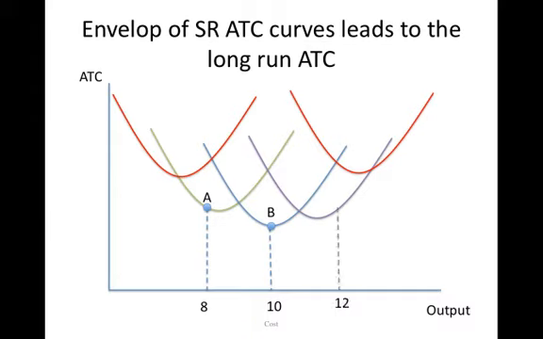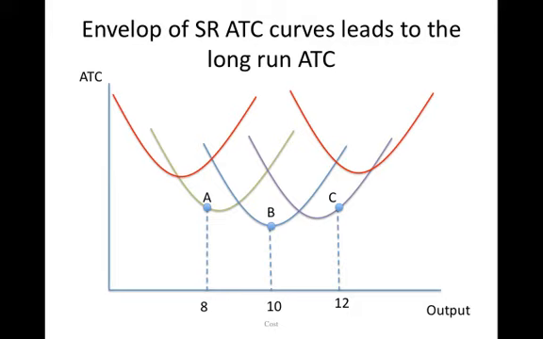Lastly, let's think about what would happen if you wanted to produce at 12 units of output. Well, at that point, you could produce, following the production technology of the firm that's characterized by the red average total cost curve on the right-hand side, or the firm that's characterized by the blue average total cost curve in the middle, or the firm that's characterized by the purple average total cost curve. Well, at 12 units of output, what we see is that the firm with the purple average total cost curve is the least cost firm. And so what we know is that at 12 units of output, the long run average total cost curve would actually go through point C.